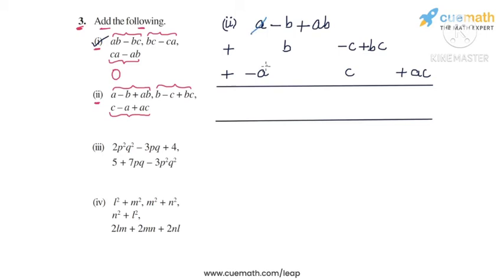So A and minus A cancel out, minus B and B cancel out. Then we have AB, which we can write here in the sum. Then minus C and C cancel out. Then we have BC, so plus BC. And then we have plus AC. So what we get as the sum is AB plus BC plus AC. So this is the answer for part 2. The sum of the three expressions is AB plus BC plus AC. So this completes part 2.